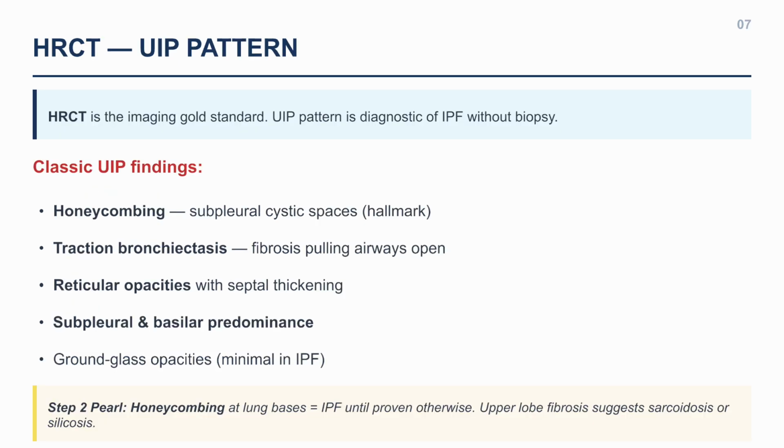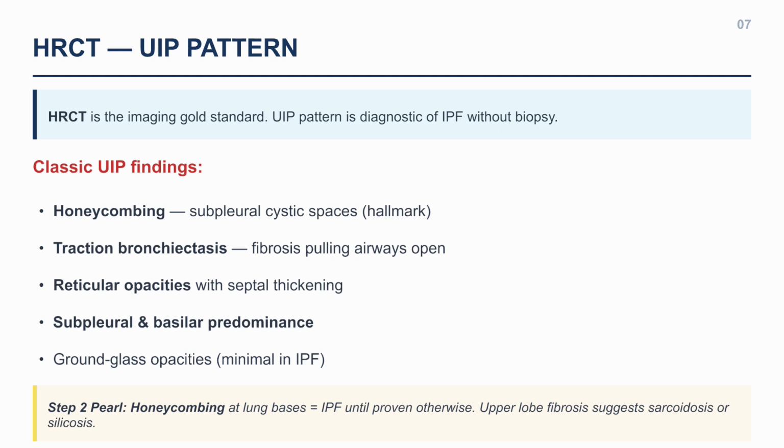High-resolution CT, or HRCT, is the imaging gold standard for ILD. The classic usual interstitial pneumonia pattern is diagnostic of IPF and can avoid the need for biopsy. The classic UIP findings to memorize are honeycombing, which appears as clusters of subpleural cystic air spaces. This is the hallmark feature. Traction bronchiectasis, where fibrosis pulls airways open into irregular dilations. Reticular opacities with thickening of the interlobular septa, and a subpleural and basilar predominance.